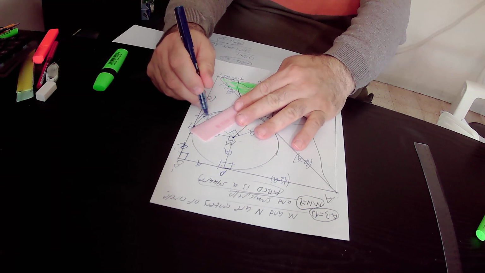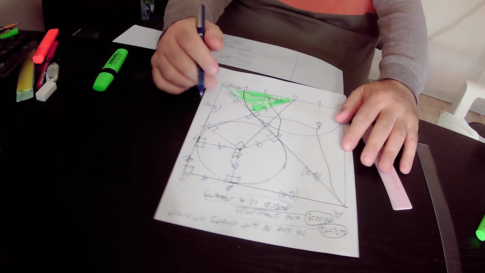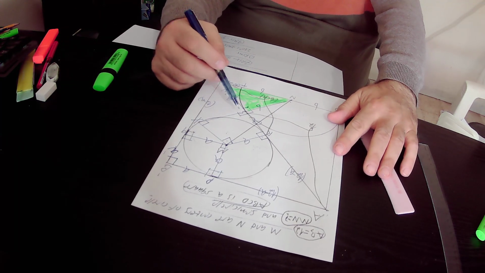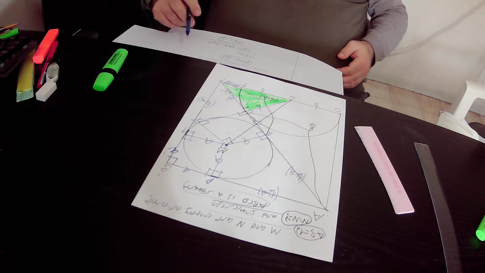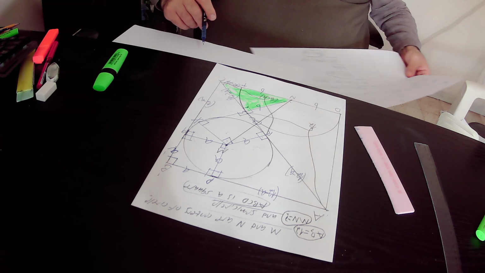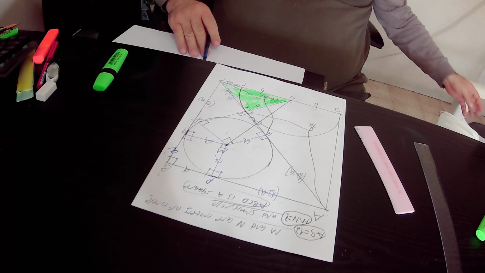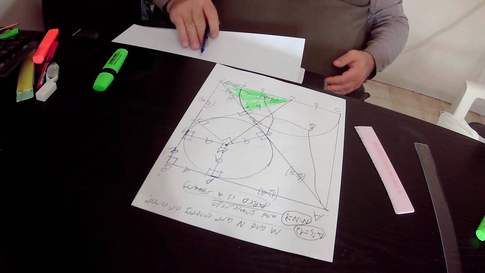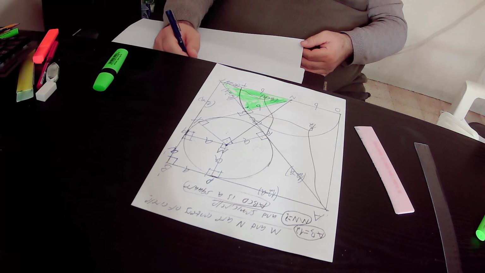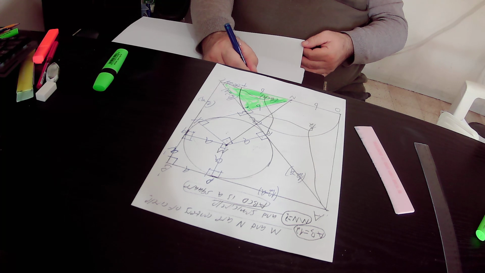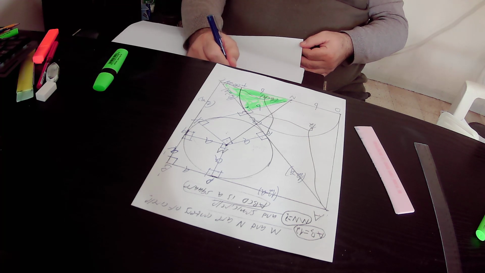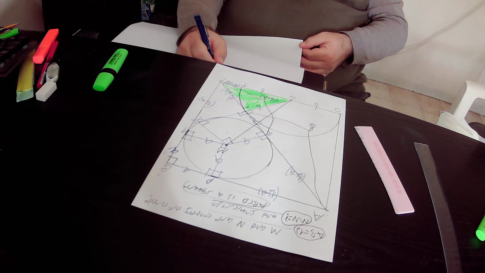So actually we found out that quadrilateral RMXS has 4 right angles. Any quadrilateral that has 4 right angles must be at least a rectangle. So quadrilateral RMXS is at least a rectangle.